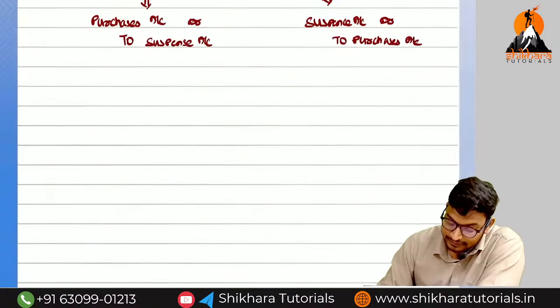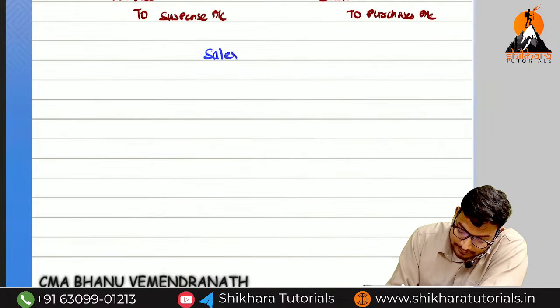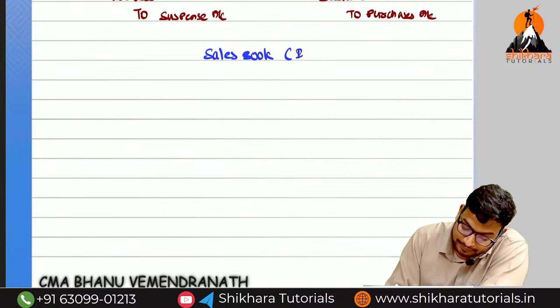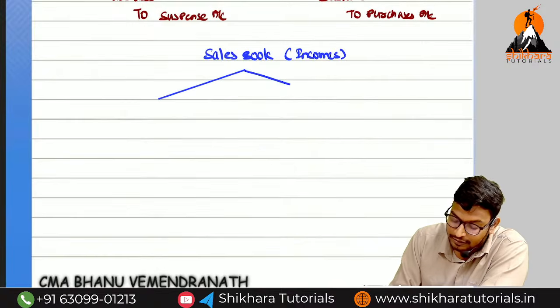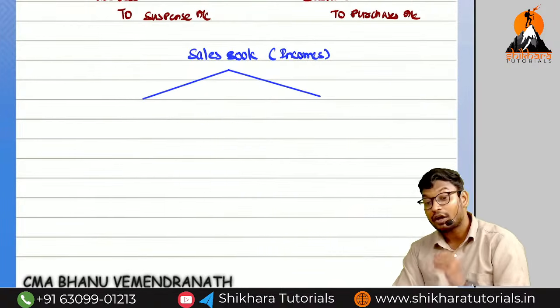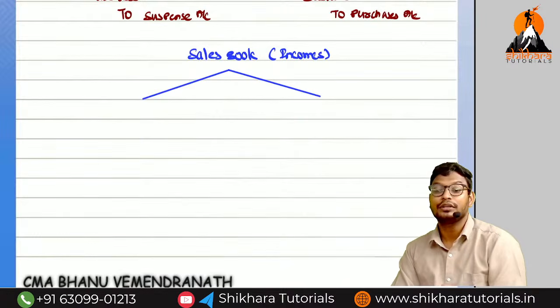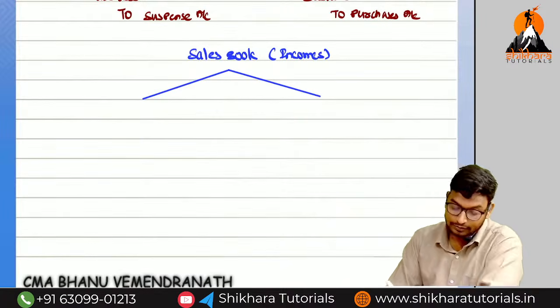Next, in the same way, we are going to discuss the sales book. Sales book means incomes. Incomes overcast, incomes undercast. I think now you have understood. Overcast means more we have recorded. Undercast means less. How much undercast, that much amount only we need to record. It is the difference amount.